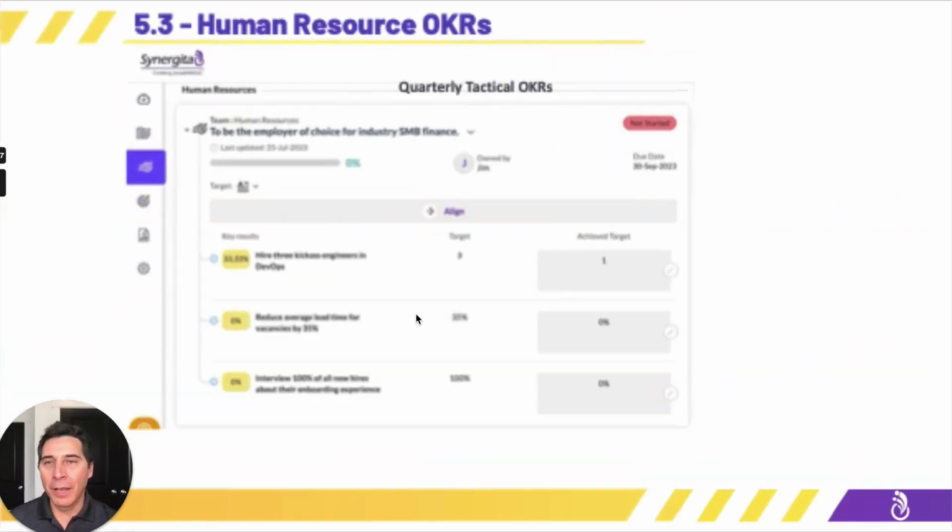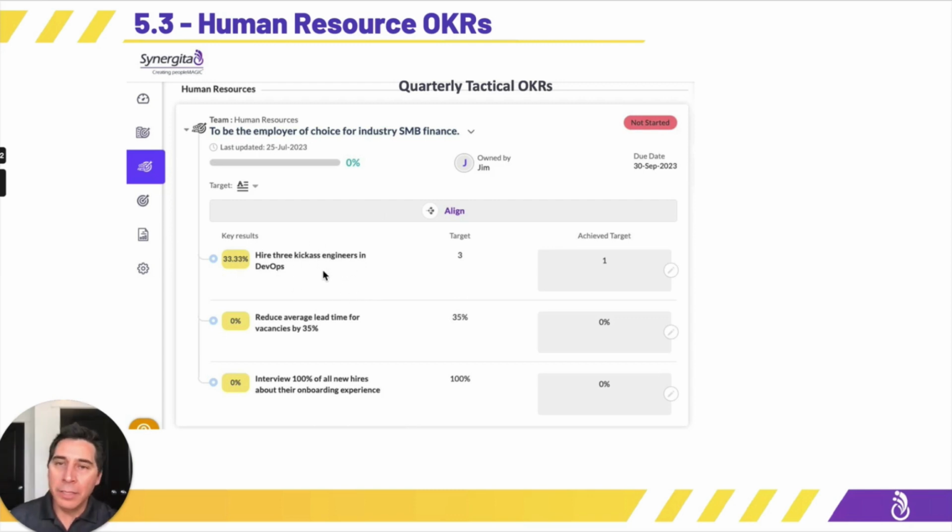All right, and here we have our human resources OKRs for the quarter. And in this case, it's to be the employer of choice for the small business finance industry. And how do we measure that? Well, we hire 3 kick-ass engineers in DevOps. We reduce the average lead time for vacancies by 35%. And we interview 100% of all new hires about their onboarding experience, right? And so this is how we develop visibility into how our employees are embracing us as an organization.